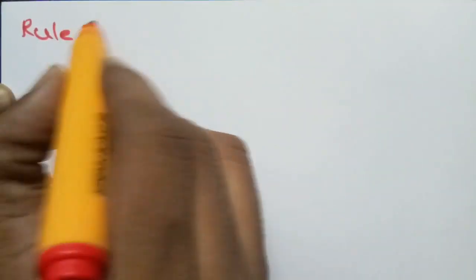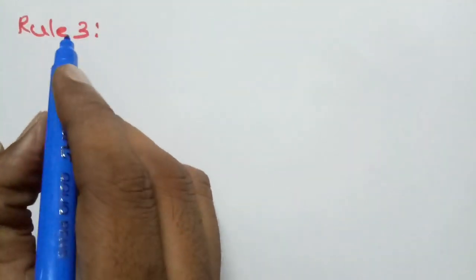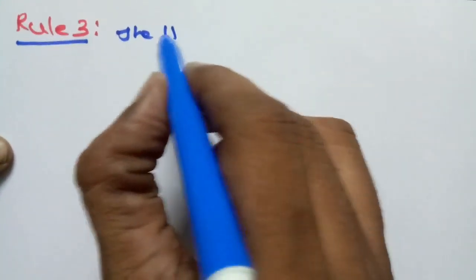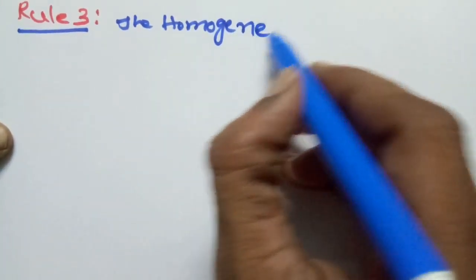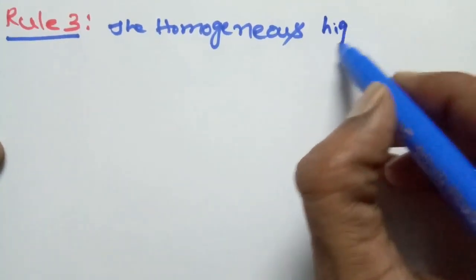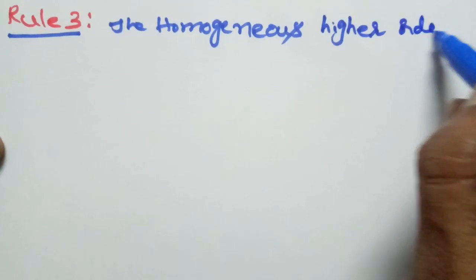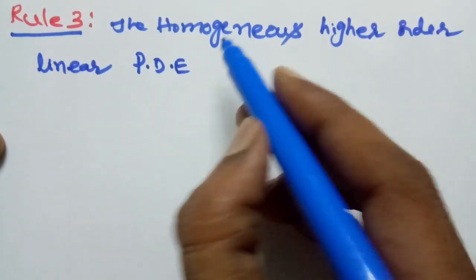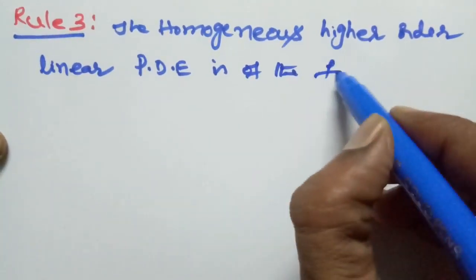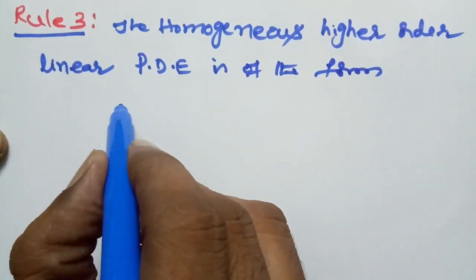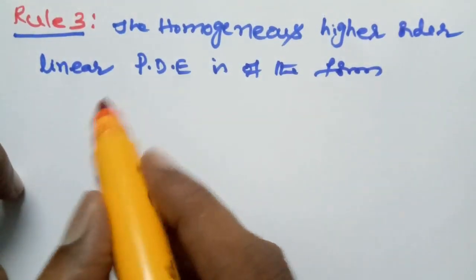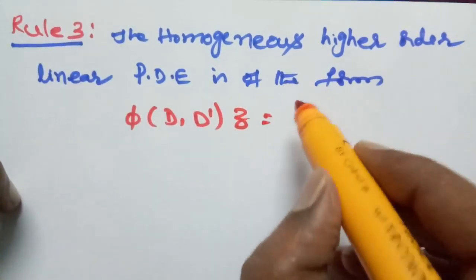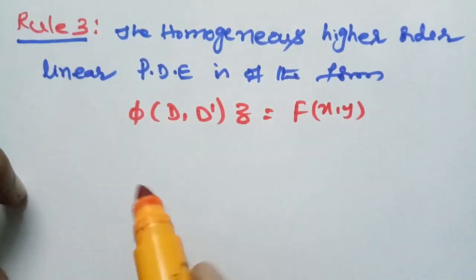Rule 3. The homogeneous higher order linear partial differential equation is of the form phi of D, D dash into z is equal to f of x comma y.